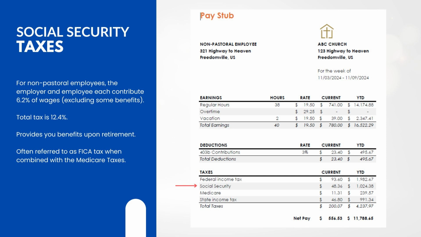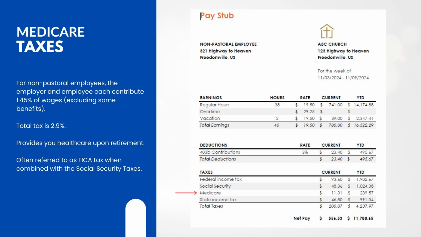The more you earn during your working life, the more you'll potentially receive in benefits when you retire. However, as we'll see in later videos, pastors are considered self-employed for Social Security purposes. This means you're responsible for the entire 12.4%, which is part of what's known as the self-employment tax.